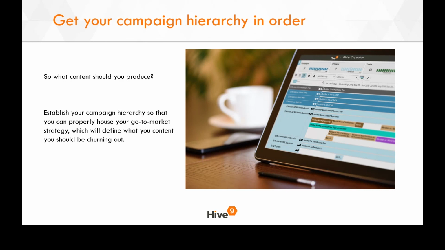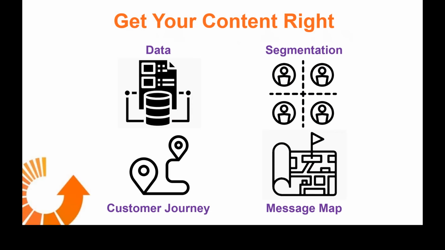So what's the right content you should be rolling out? To figure this out, make sure you're establishing that campaign hierarchy first and foremost and getting that construct in order so that you know what you need. From here, we're going to now let Laura chime in on how to get your content right. So once you've got that construct which you're going to live in correct, how do you get the content itself right? All right, Laura, go ahead.